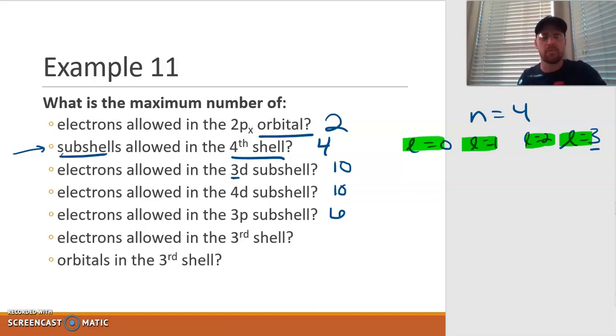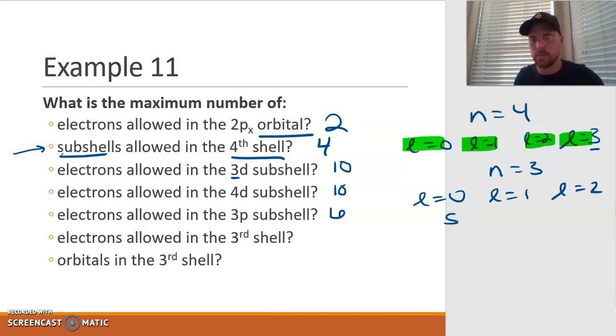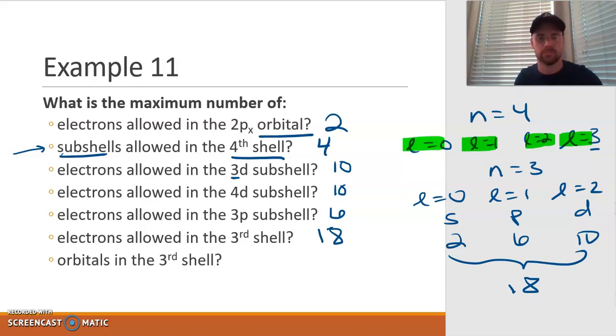What's the maximum number of electrons allowed in the third shell altogether? So, okay, if we're looking at n equals 3, the entire third shell, well, that means the maximum value for L is 2, but you also have L equals 1 and L equals 0, meaning you have an S, a P, and a D subshell. The S can hold 2, the P can hold 6, the D can hold 10. So the third shell altogether can hold 18 electrons.